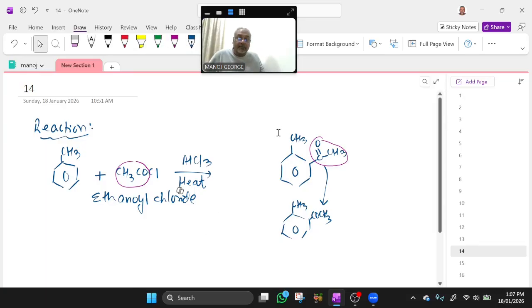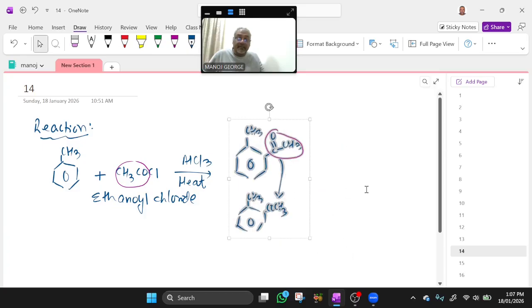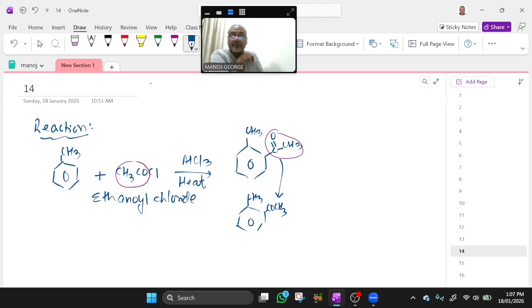Now, don't forget, I'm going to get two isomers. The reason we always end up getting two isomers is because CH3 is a ring activating group. So I will get that, or I will get this here. Once again, this is just to give you a little idea of how the group is attached. The COCH3 comes in here. Of course, this is the HCl.